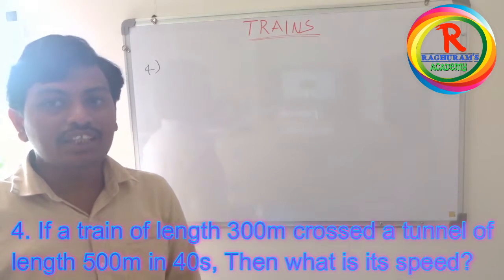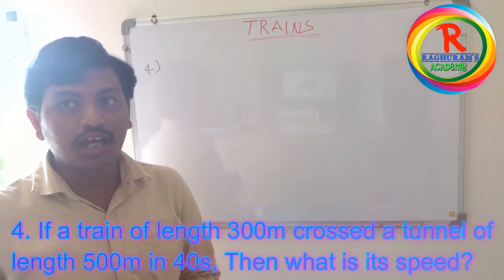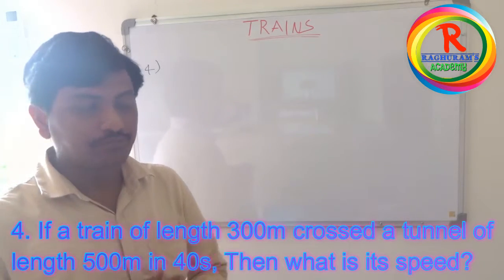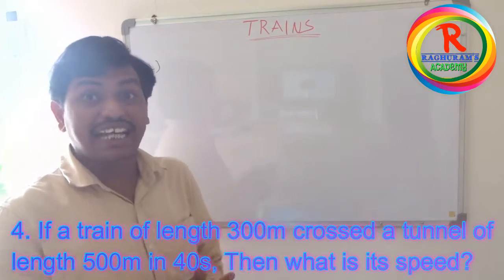Let us see the next problem, fourth one. If a train of length 300 meters crosses a tunnel of length 500 meters in 40 seconds, then what is its speed? Here in this case, this is the second type of problem.